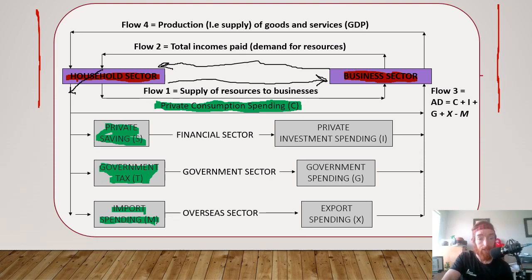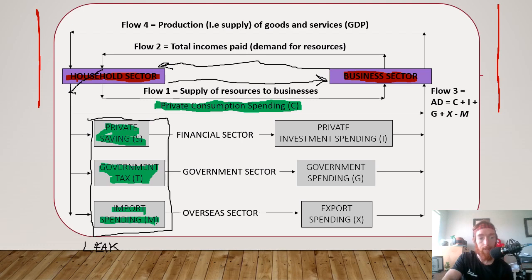So all these three things here, we refer to as leakages. These are areas that our money can go, and we call them leakages because it's money that is either leaving our economy or it's not being spent in our economy right now. And therefore it's not contributing to the overall level of demand.